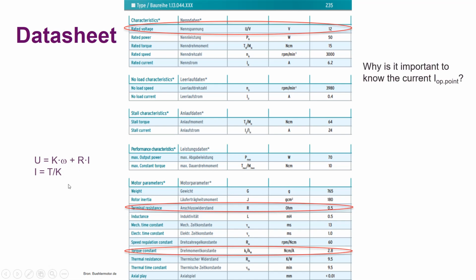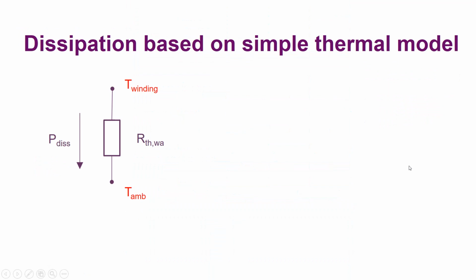So why is it important to know the current in my operating point? Because that is a requirement to the amplifier or driver. The amplifier or driver should supply that current. So check whether or not the current required from the motor meets the specification of the amplifier or driver. It's also important because it determines the dissipation of the motor. And the dissipation we can calculate when we use a simple thermal model.